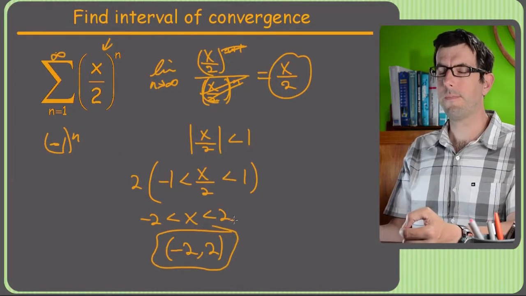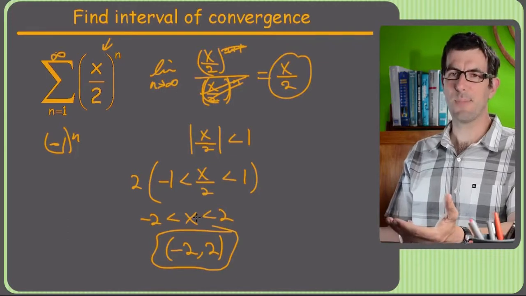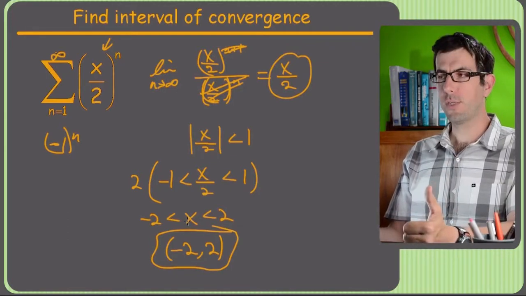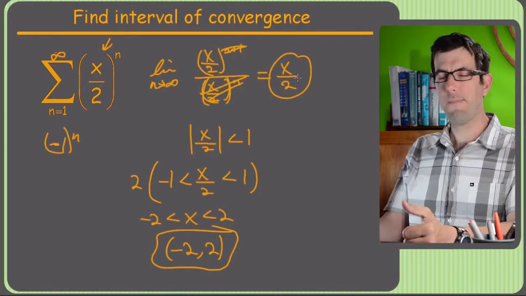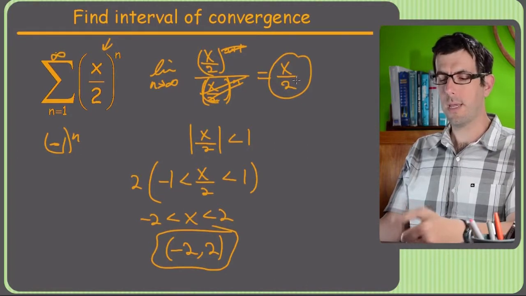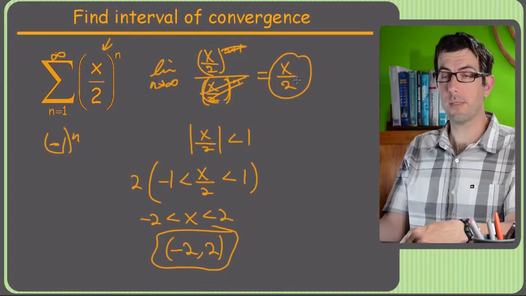So there you go. Hopefully we're in the swing of things at this point. Plug and chug through the ratio test. Whatever you get, set that less than 1, and you're good to go. Then test the endpoints to get your interval.